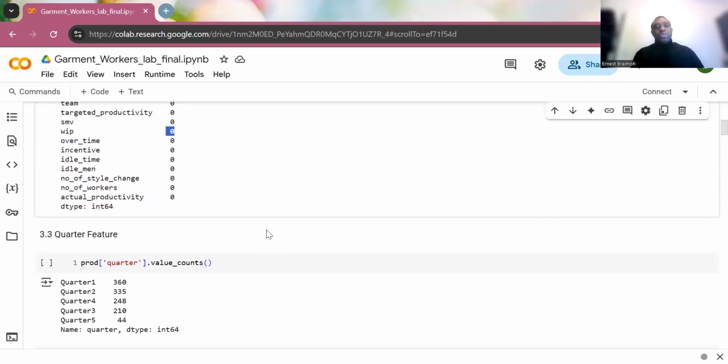Depending on what you're working with, you can also decide to use the mean and so on and so forth. I filled it up with zeros.